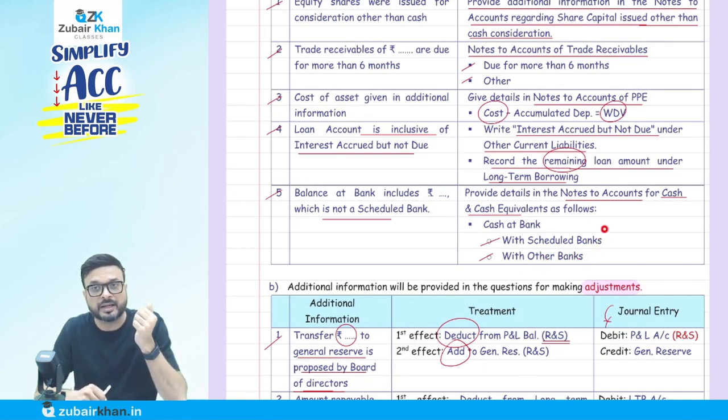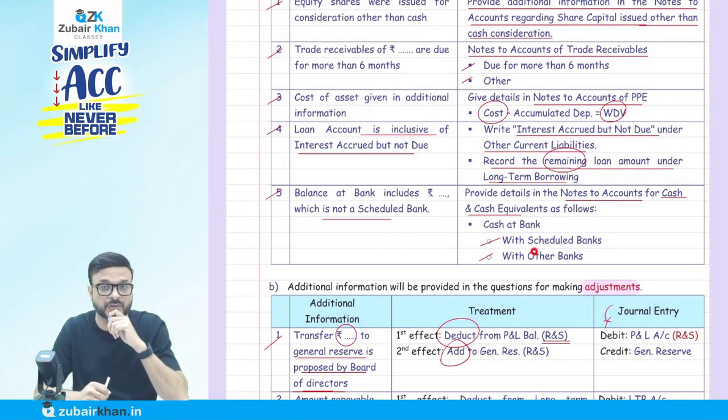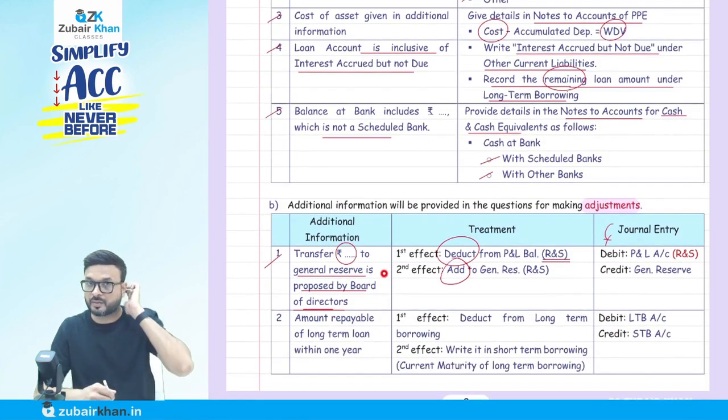So automatically this 80 will come here as a balancing figure. Okay, so we have to mention how much with scheduled bank and how much with other bank. Then I think this was also covered in the previous session: a certain amount that we transfer to general reserve.